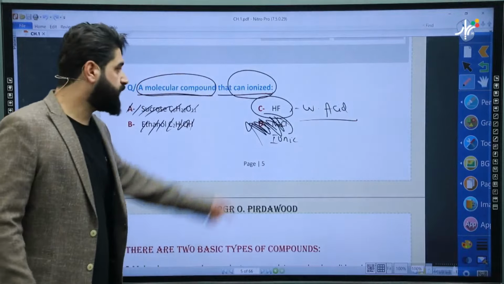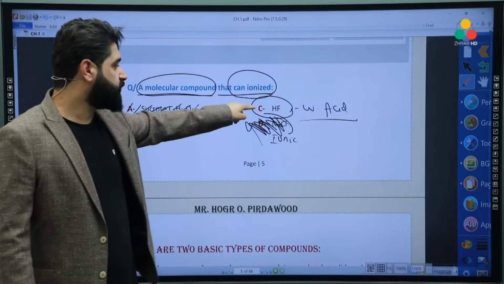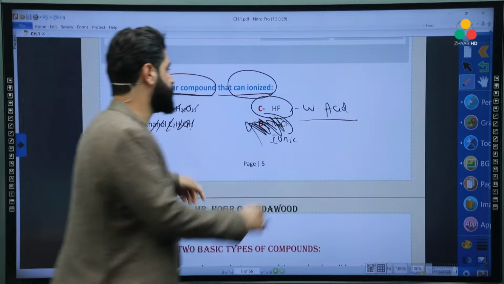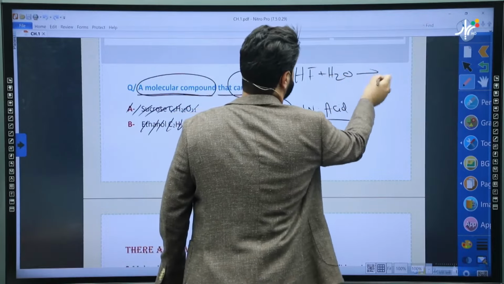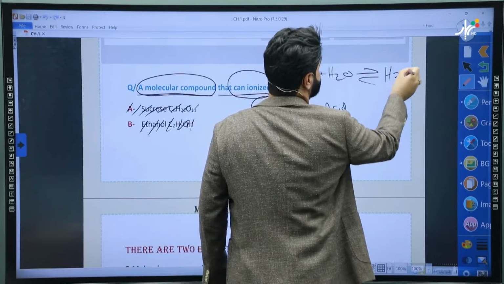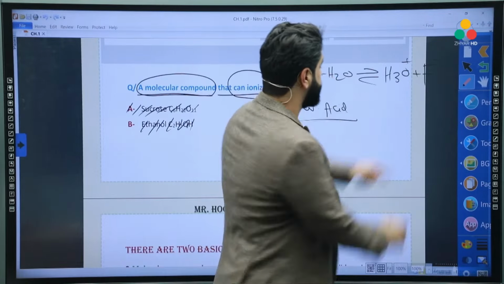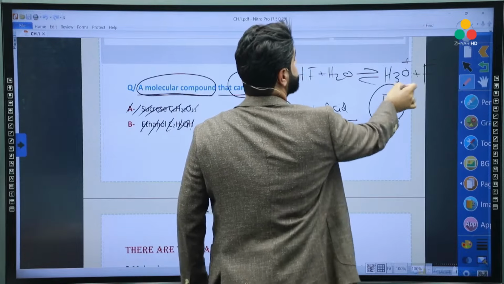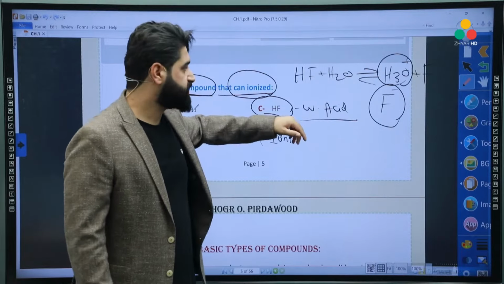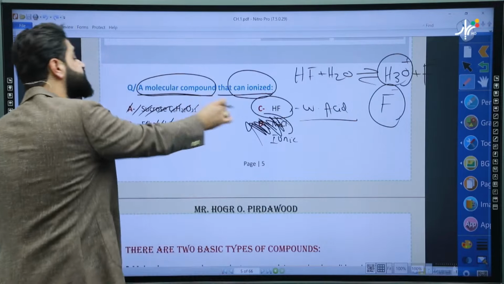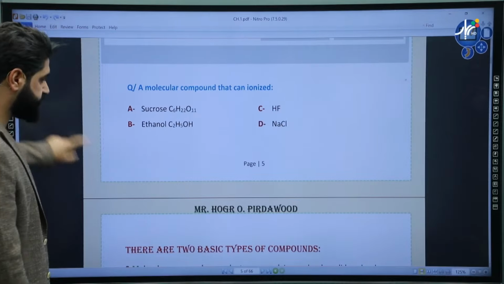Okay? It's a weak acid. So, because it's a weak acid, yeah, it can ionize in water when we put it in water. Let's see. HF plus H2O producing H3O plus and F negative. Look. F negative. These are ions we're going to get when we put HF into water. So this is called ionization. Yeah, this is a molecular compound that can ionize. The right answer is HF. Very good.